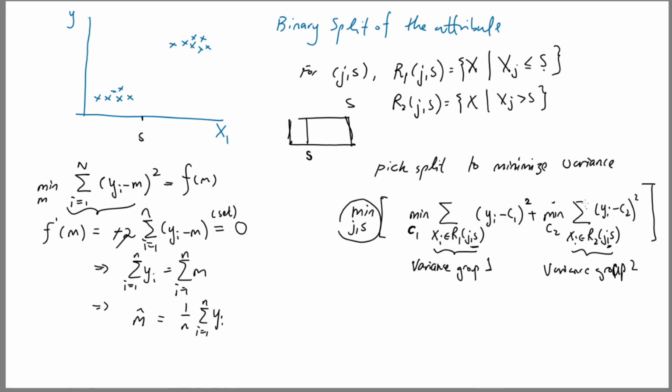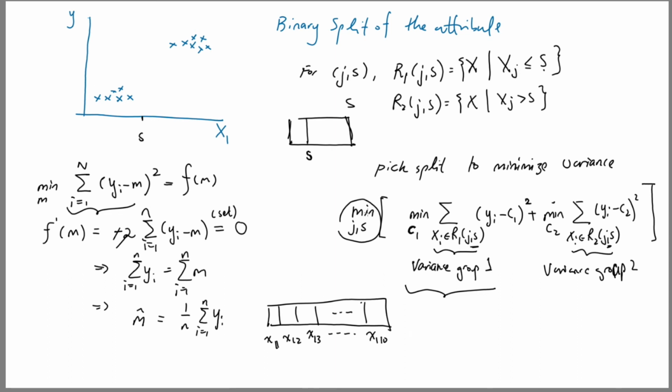Okay, so let's go back to this expression here. This is the variance of group 1 plus the variance of group 2. The C1 value is just the average in that group, and the C2 value is the average in the other group. So this is computationally very simple to do. Let me picture it like this: our data points x11, x12, x13, all the way up to x1,10. Let's say we have 10 data points.